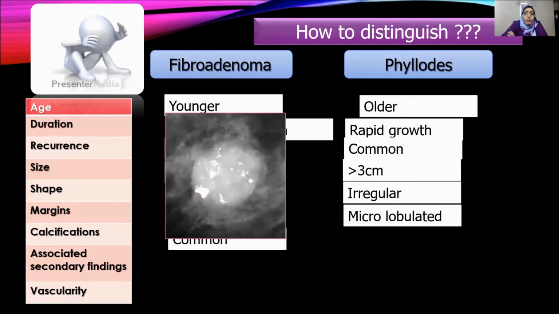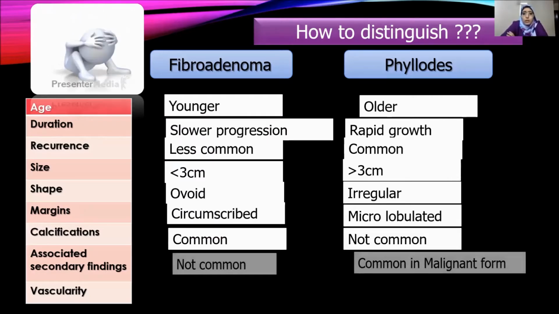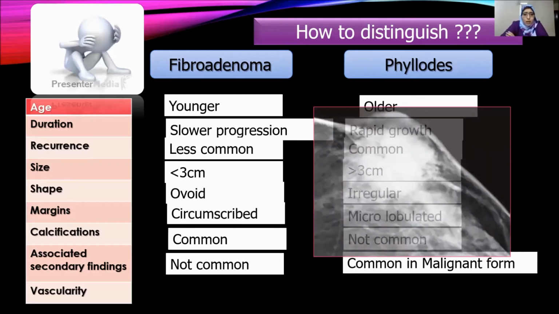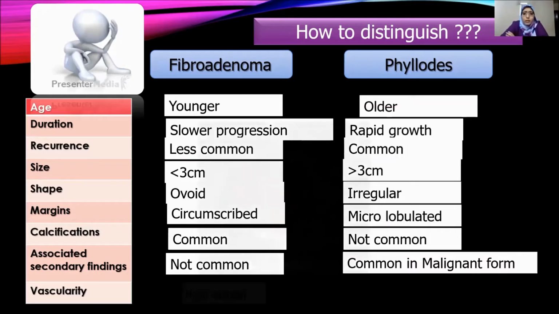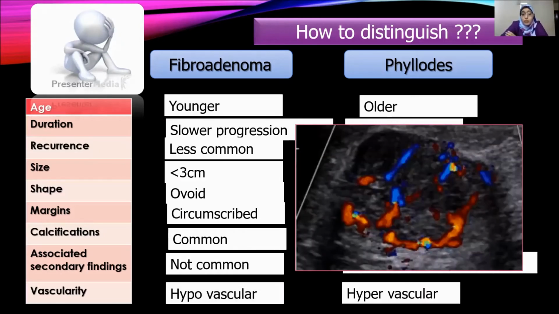Calcifications are more common in fibroadenoma than in the phyllodes tumor, and associated secondary findings are more common in the phyllodes, mainly in the malignant form, like skin retraction or associated edema, for example. Regarding the vascularity, the phyllodes is more vascular than the fibroadenoma, showing more central or high central vascularity on the color Doppler.